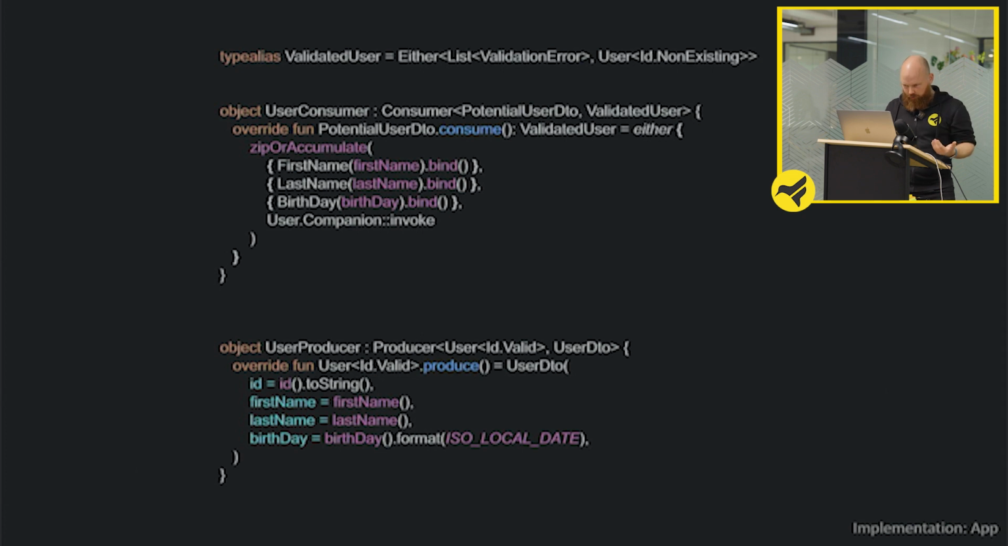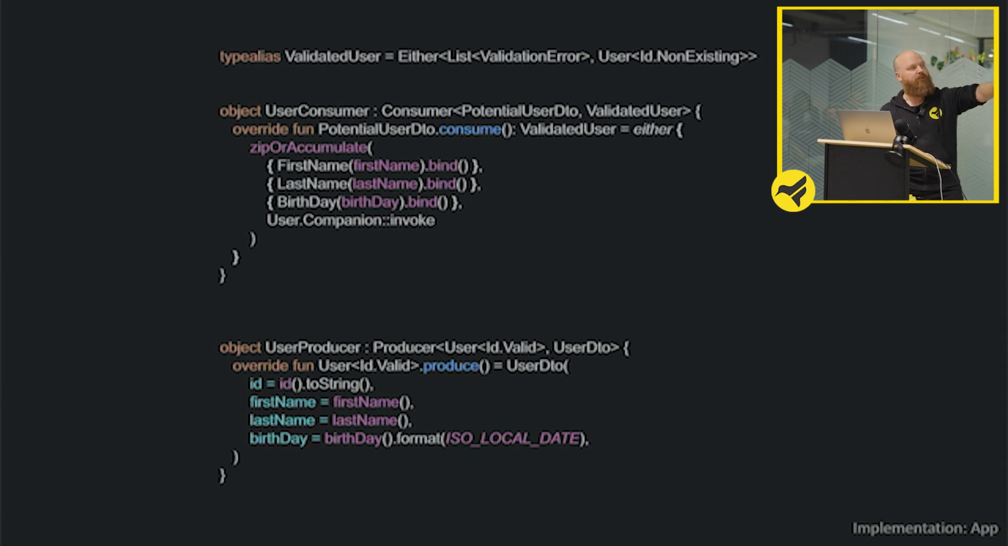But if it goes wrong, then the nice thing of this zip or accumulate is that it does not short circuit with the first name being wrong. So if this first name is empty, then we get this first name empty error. But it actually continues. So this yields a validated user, which is an either list of validation error or user with a non-existing ID. And this is all typed, and this either compiles or it doesn't.